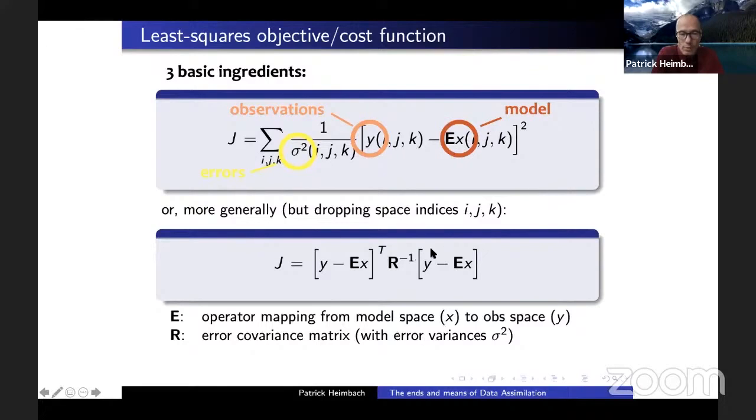In short, here we have this function, and we see we have three ingredients, right? We have the observations, we have the model, and we have the errors that we are assigning. So that's the weighted least squares with the weights. In the general term, it's the error covariance, often approximated by the variances.